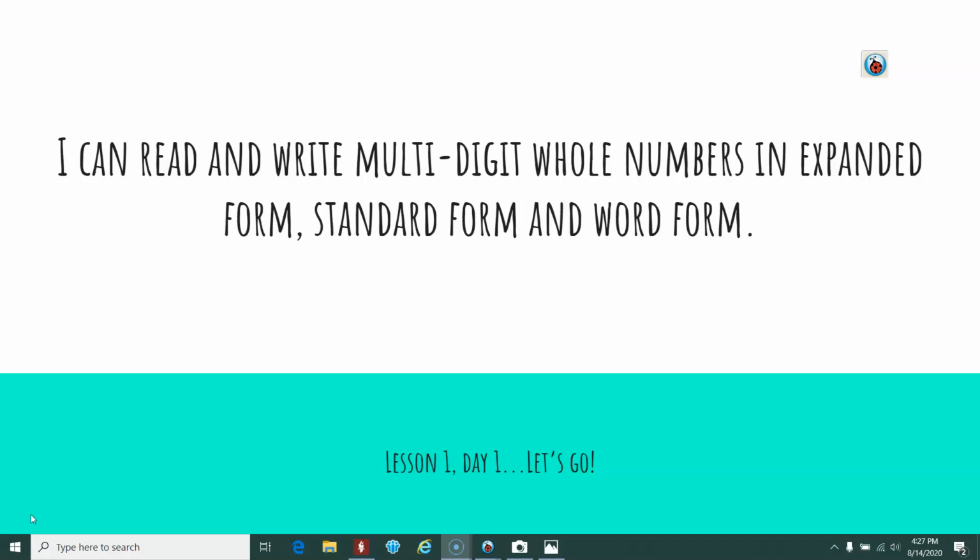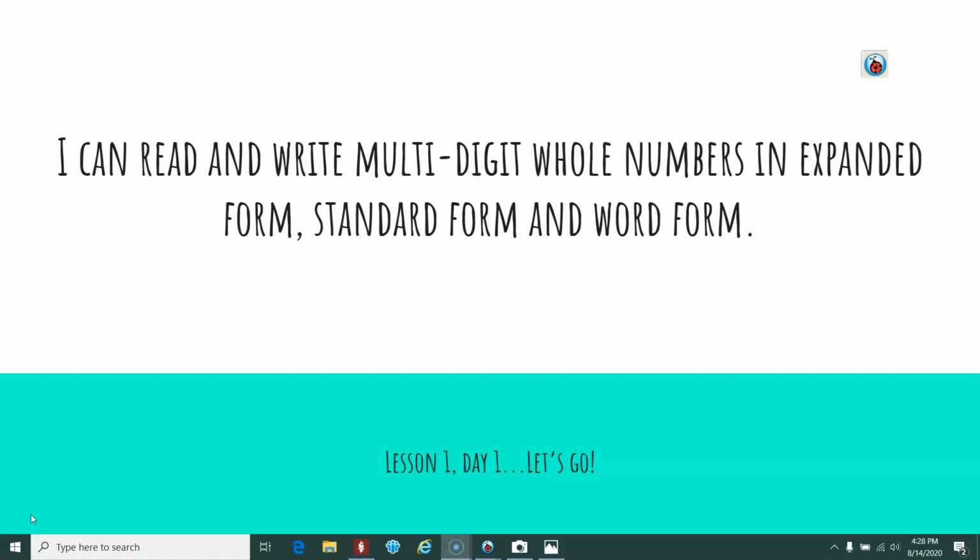And we are beginning our first new content lesson of math for fourth grade. And I'm really excited to do this with you. So we're going to start today with our learning target. This is our focus of learning. This is what we want to be able to do when we finish the next couple of days' lessons. And luckily for you, a lot of this is going to be a review.